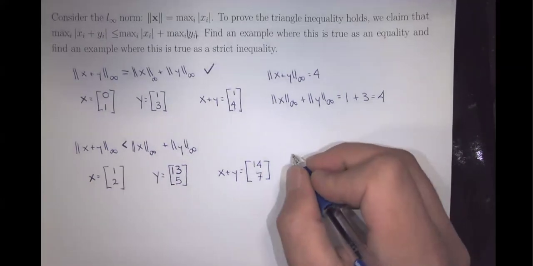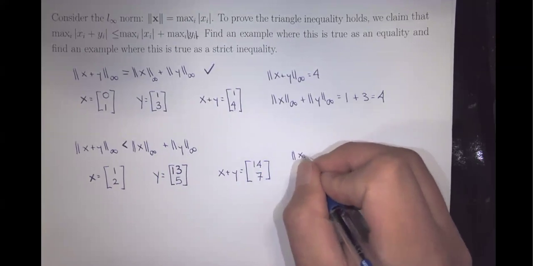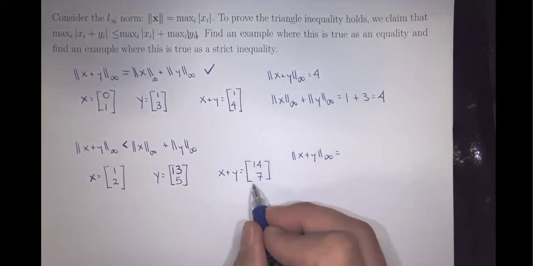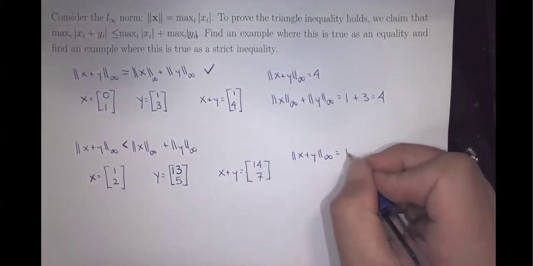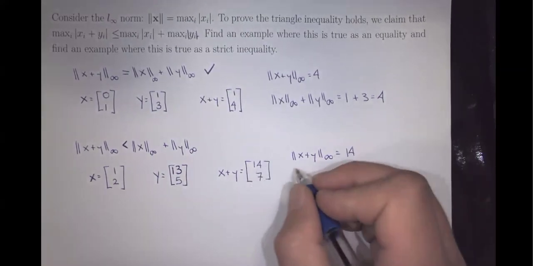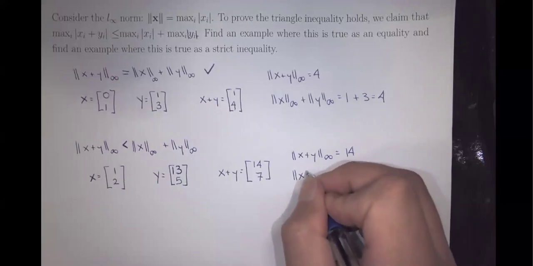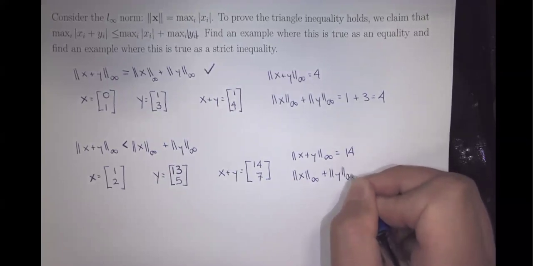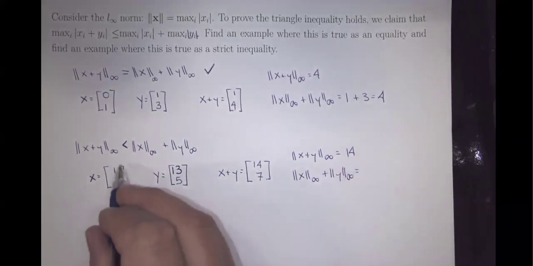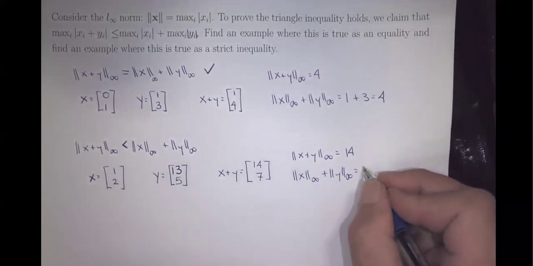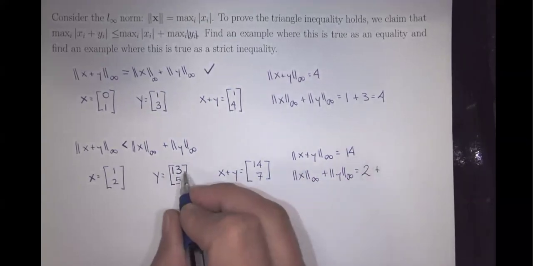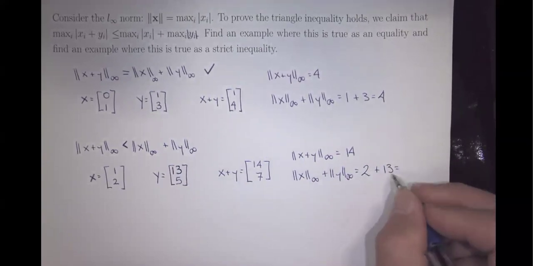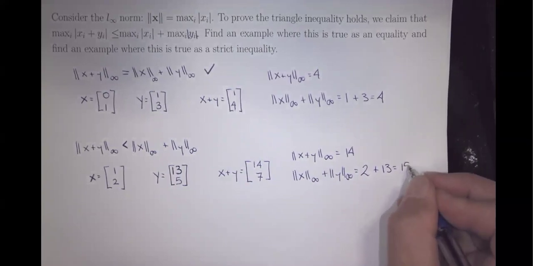And so the infinity norm for x plus y, the largest component in this vector, has size 14. The infinity norm for x plus the infinity norm for y is, well, the largest component in x is 2. The largest component in y is the 13. So this gives us 13 plus 2 is 15.